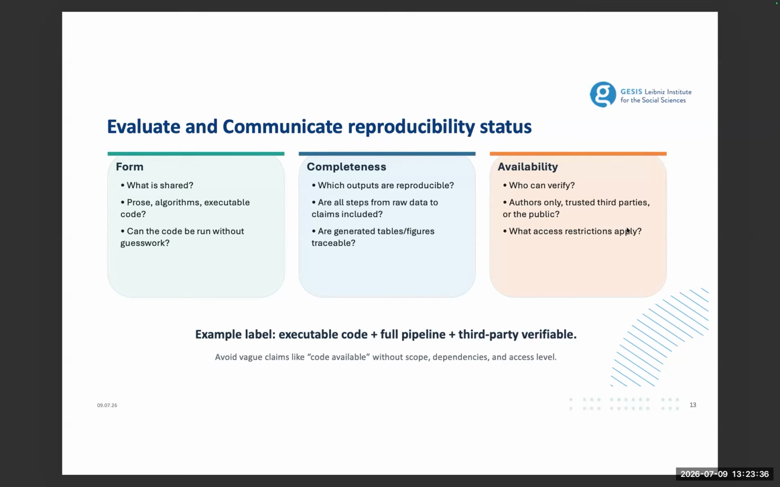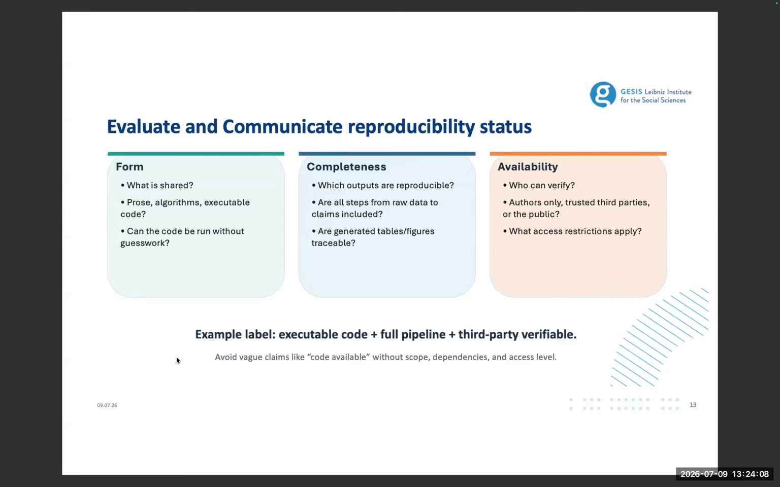So with these three dimensions being discussed, you should really, at least when you publish something, clearly communicate what kind of reproducibility status you have reached. So what has been shared in terms of form? Is it complete? Are all aspects covered? And who is basically represented? Who can receive that shared data and the shared code?